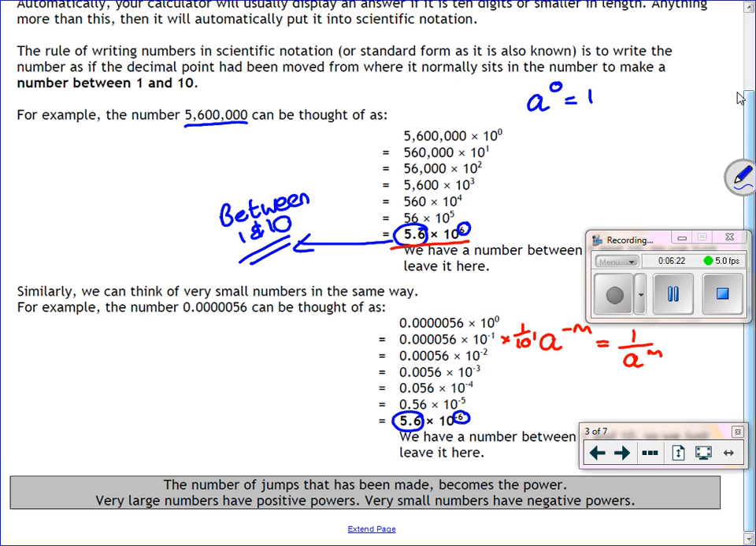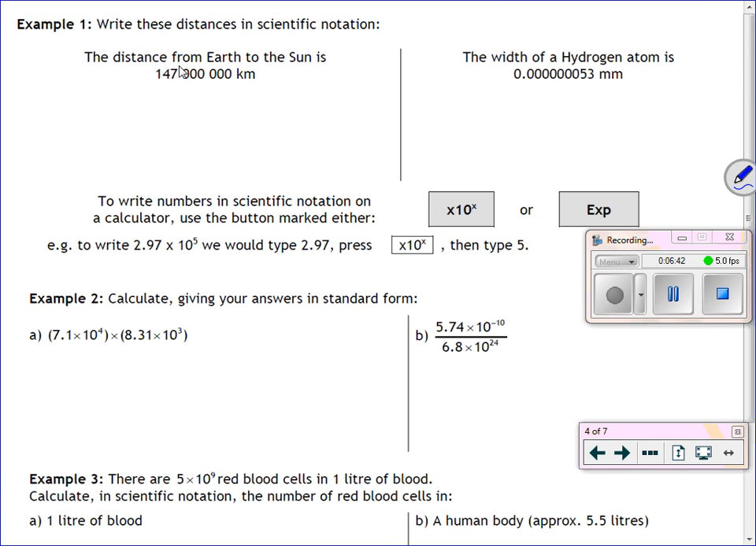And it all comes down to the bit that's in the grey box here. The number of jumps that the decimal point makes becomes the power. So if you bear in mind that large numbers have got positive powers and small numbers have negative powers, we'll look at the first example here. It says that the distance from Earth to the Sun is 147 million kilometers. I want to write this number here in scientific notation.